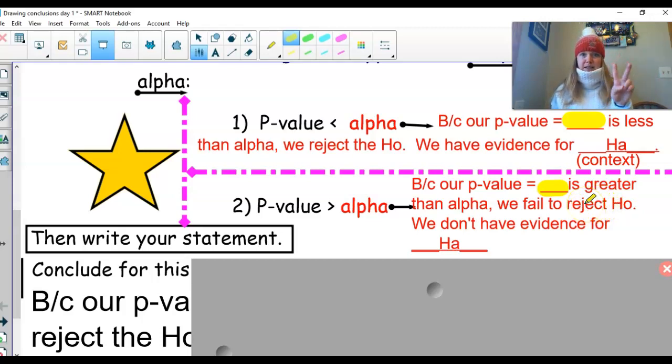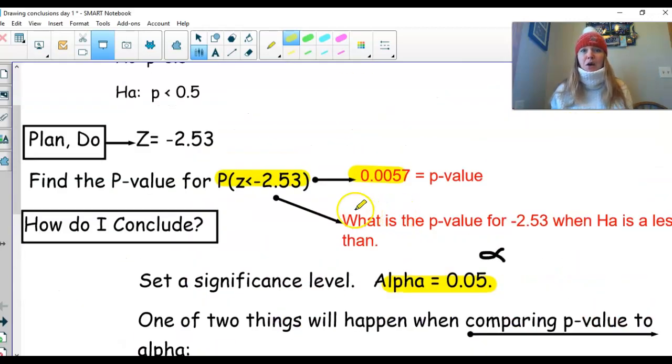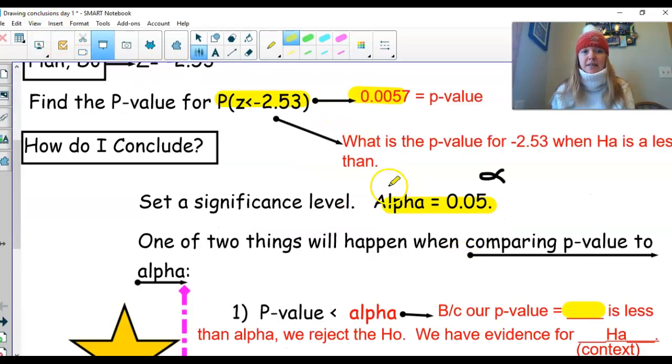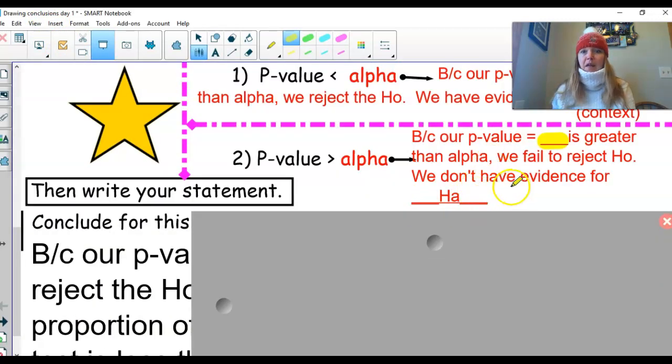The second sentence has to be about our HA, our alternative. Now, because we can't reject this null hypothesis, we fail to reject it, we don't have any evidence for HA here. So how does that look? We say we don't have evidence for HA, and again, HA has to be in context.